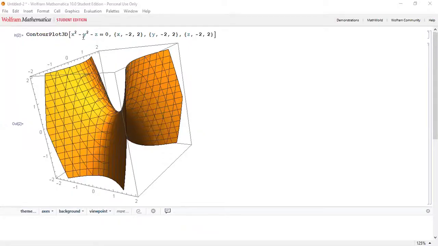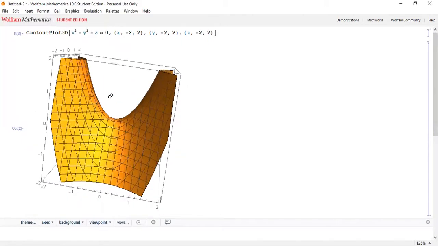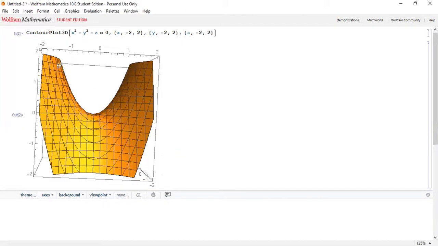This is a plot of the function z = x squared minus y squared, that is, x squared minus y squared minus z equal to 0. When we move along the x direction, this function of x and y, which is a surface, has a minimum.